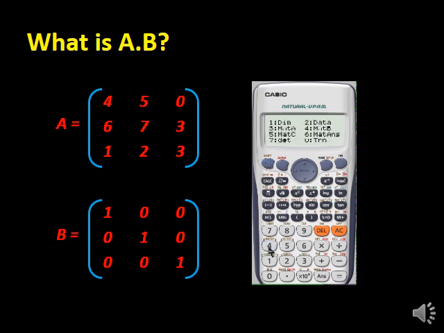Here we have the button dim, which we use if we want to enter another matrix. Since we want to enter another matrix, we select number 1 to enter a new matrix. And then we enter it as matrix B, number 2, because we already have matrix A. The dimension is 3 by 3. And then we enter the elements of matrix B.